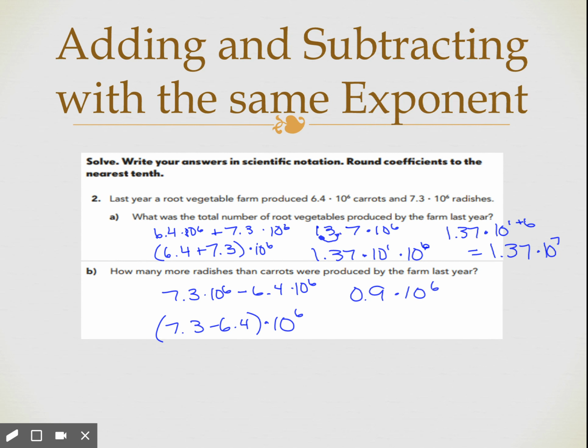Well, 0.9 is less than 1, so I'm going to have to move my decimal over here to the right. Because I'm moving it to the right, now I have 9 times 10 to the negative 1 power times 10 to the 6 power. And then 9 times 10 to the negative 1 plus 6 becomes 9 times 10 to the 5th power. Negative 1 plus a positive 6 equals the 5th power. So if we're moving the decimal to the right, our exponent will be negative.